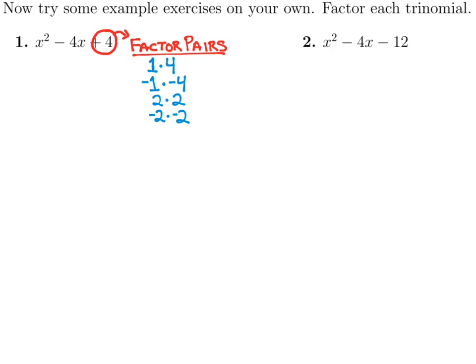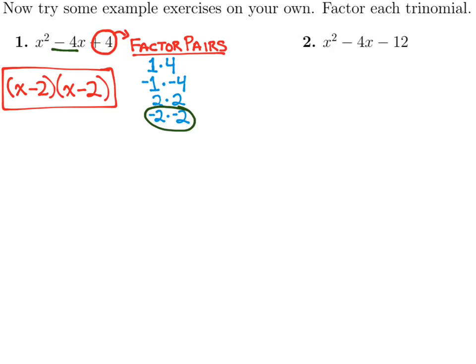First of all, the factor pairs. The number was 4. That gives us those 4 factor pairs. We were trying to add to negative 4, so it's going to be x minus 2 times x minus 2.